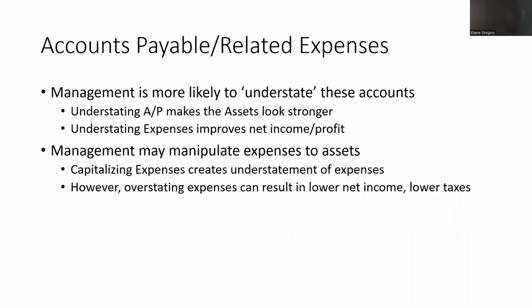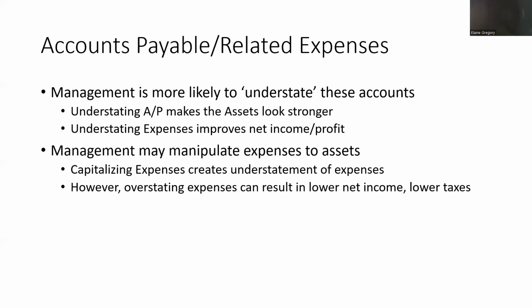So when we're thinking about accounts payable, management is more likely to understate that account. Why? Because understating AP makes the assets look stronger, fewer liabilities. Understating expenses creates better net profit. Remember, revenues minus expenses equals operating profit. Fewer expenses, higher net income.